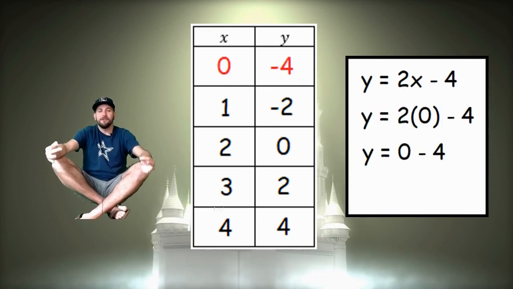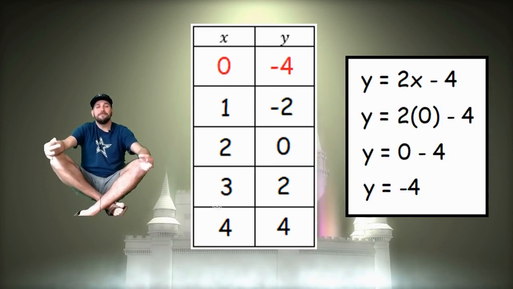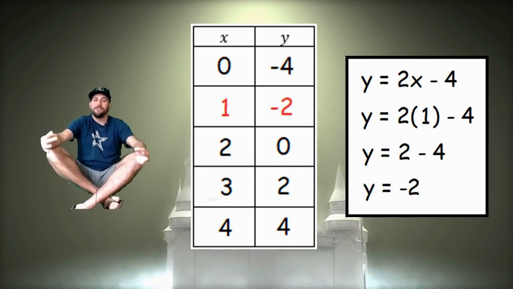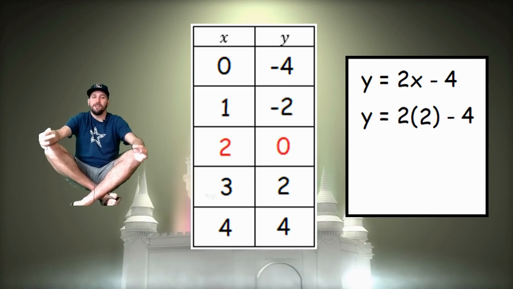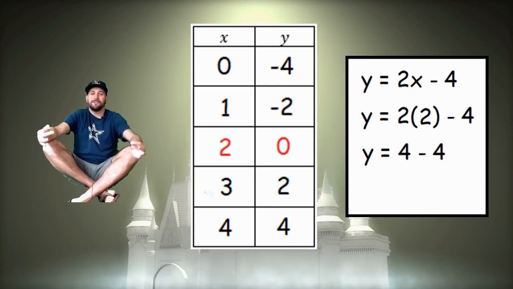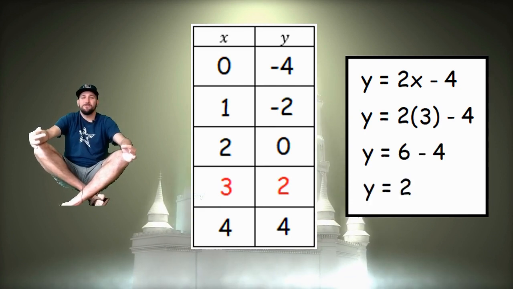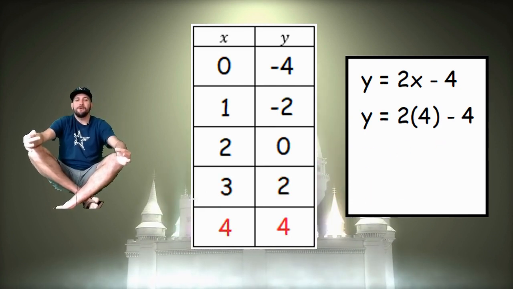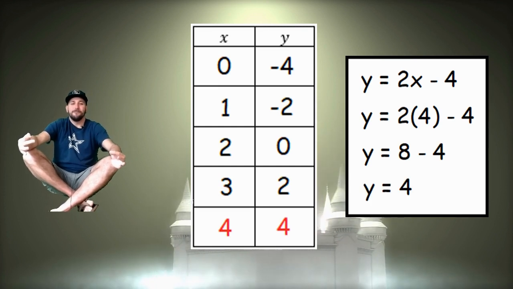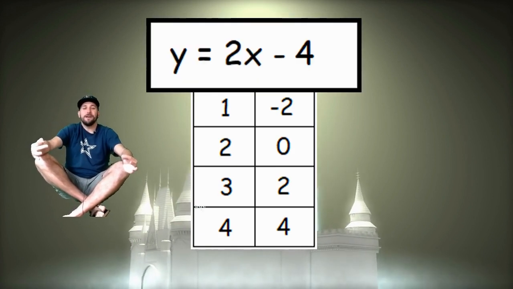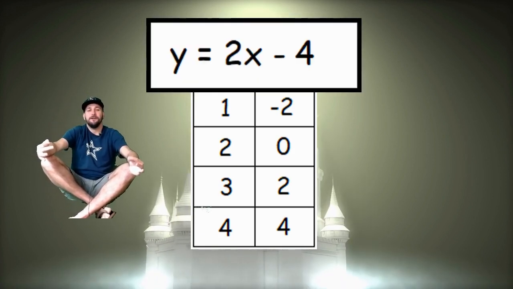When I plug in a 0, I get out a -4. When I plug in a 1, I get out a -2. When I plug in a 2, I get out a 0. When I plug in a 3, I get out a 2. When I plug in a 4, I get out a 4. So my equation that describes this table of values is y equals 2x minus 4.